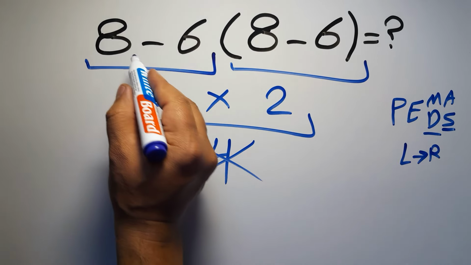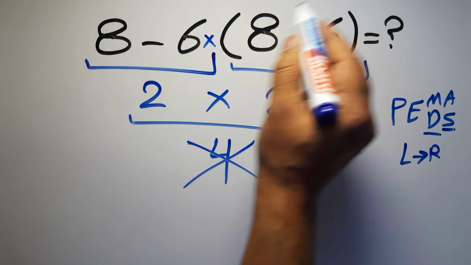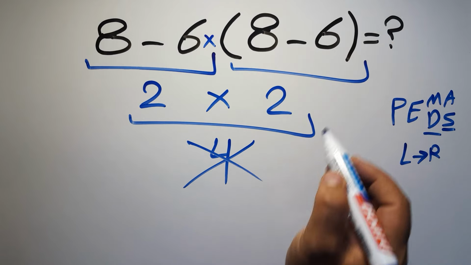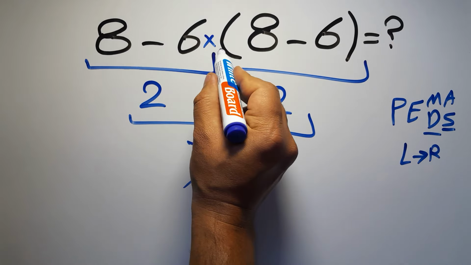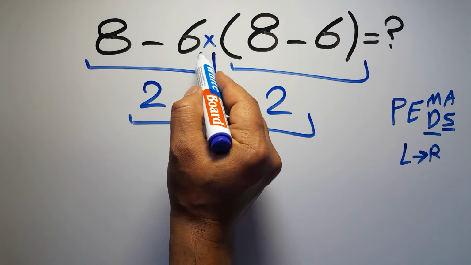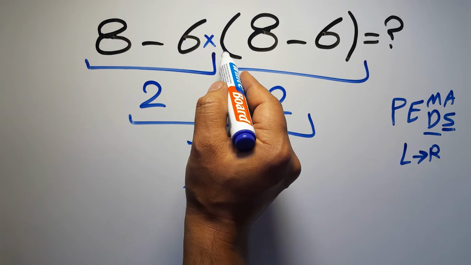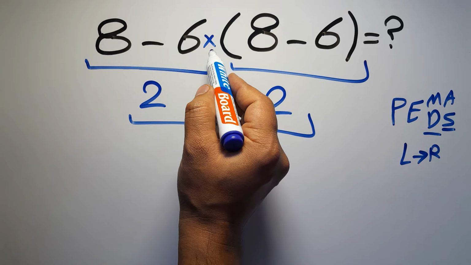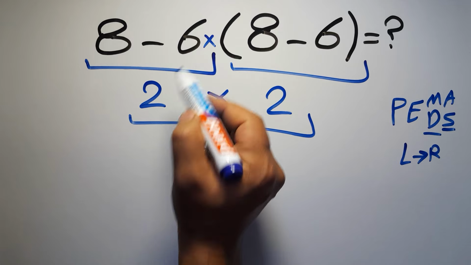In this expression we have one subtraction, one multiplication, and one parenthesis. Inside this parenthesis we have one subtraction. Here we have a multiplication, because in mathematics when a number is placed next to parentheses it means multiplication, and we usually don't write the multiplication sign for brevity.